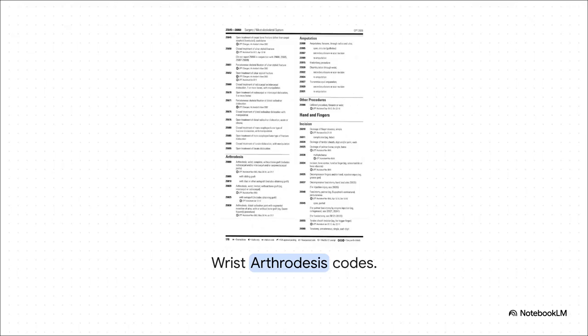Codes 25800 to 25830 cover wrist arthrodesis, and these codes escalate based on the complexity of the fusion. Specifically, they look at whether the surgeon had to harvest sliding grafts from the local bone or if they had to take a larger autograft from somewhere else, like the iliac crest in the hip, to pack between the wrist bones and force them to fuse solid.